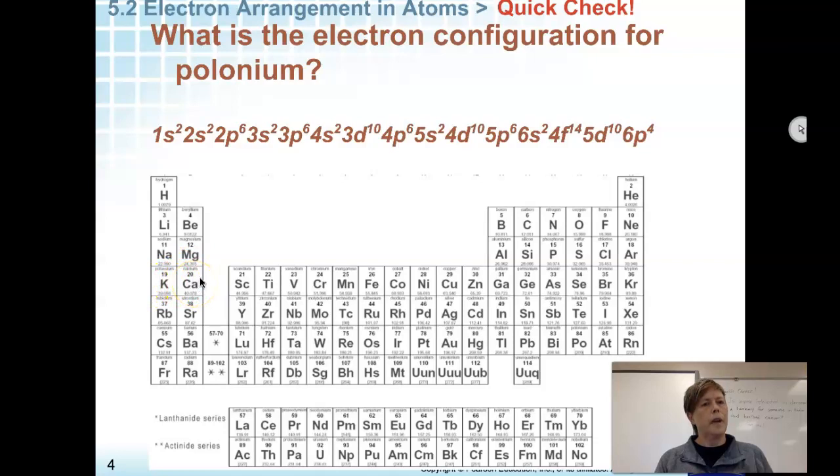4s2, be careful, this is one less, 3d, not 4, but 3d, and there's 10 across. Be careful, this goes back to 4p6, and then I think you get the drill. You will always add up your superscripts. They should end up being the same as the atomic number of 84.